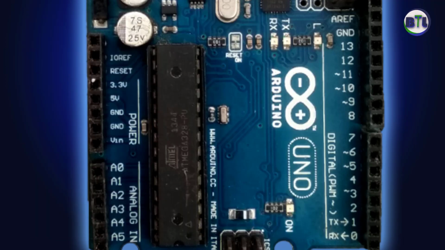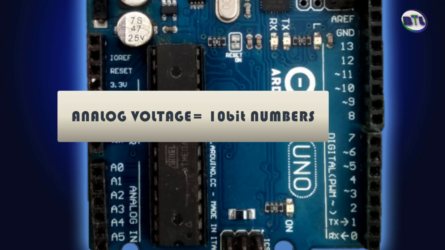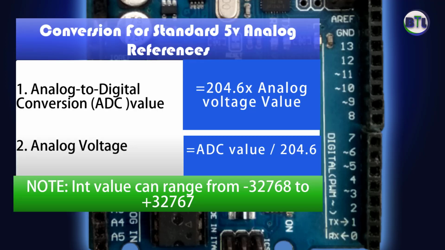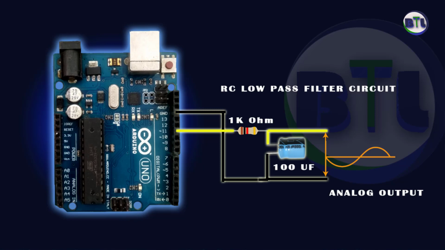Internally, Arduino interprets the analog voltages with 10-bit numbers. That is, 0 to 5 volts will be interpreted as 0 to 1023. Conversion for standard 5 volt analog references can be seen in this chart. An RC low-pass filter must be used to convert square waves into a continuous analog voltage.